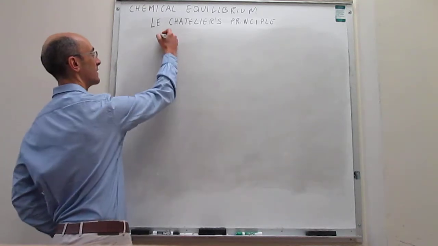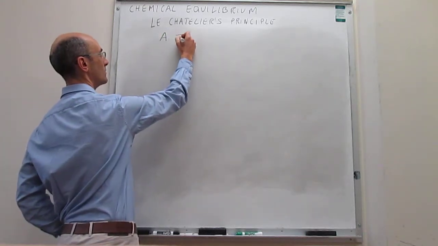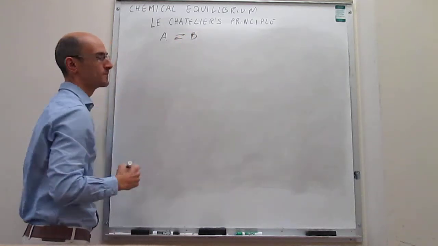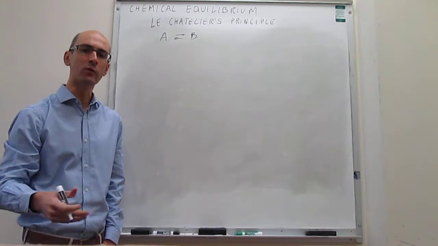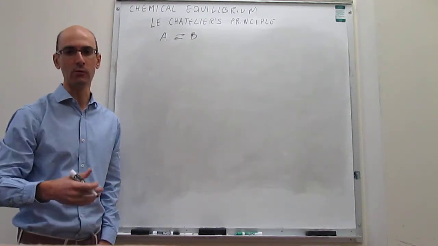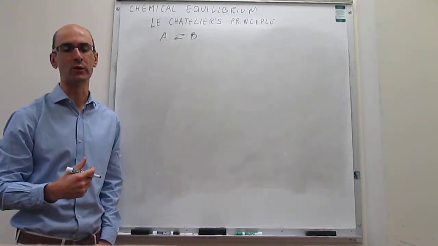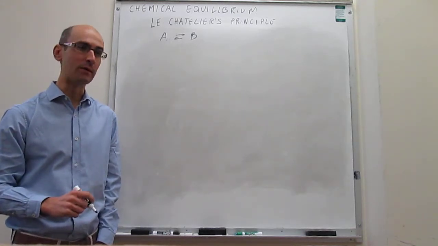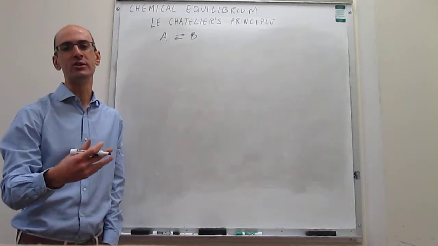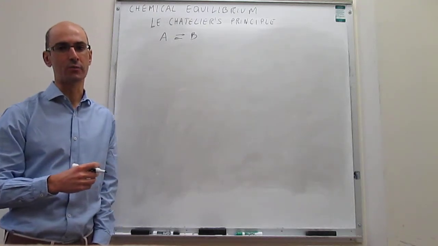Think of a generic equilibrium, A to give B. Then what we're going to do is see what is the energy requirement for this equilibrium, for both of the reactions of the equilibrium. And we're going to do this by drawing something that is called an energy diagram, which simply tells you how the energy changes as you go from reagents to products.